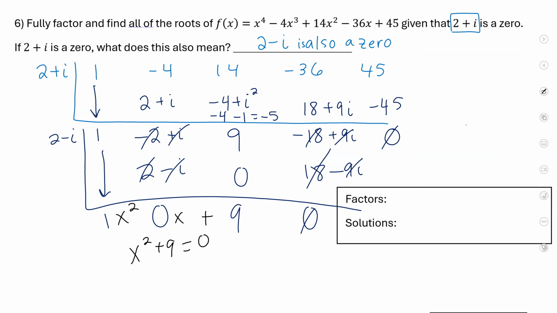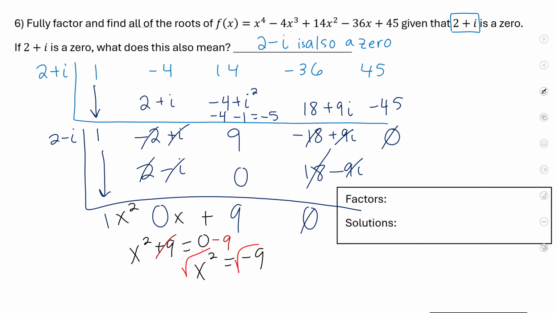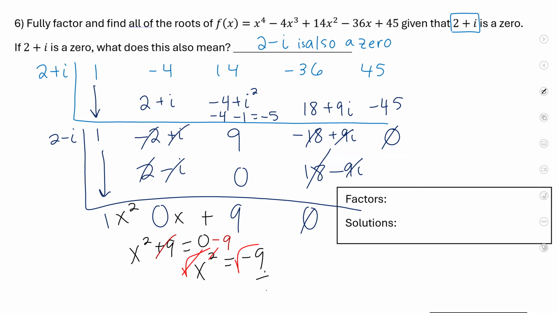So I'm going to subtract 9 from both sides. You will get x squared equals negative 9. Then you square root both sides. And what's the square root of 9? It's 3. And what else do I need? An i, because there's a negative on the inside. So these are your other two answers. So guys, your solutions are 2 plus i, 2 minus i, 3i, and negative 3i. Those are your 4 solutions for this 4th degree polynomial.